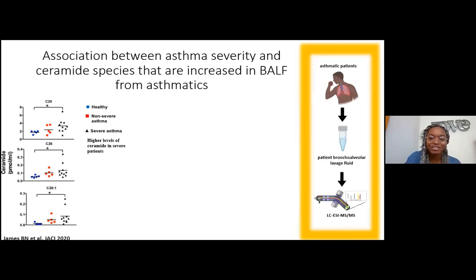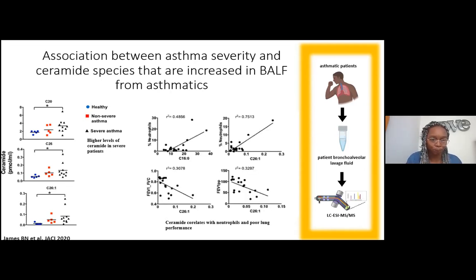And then moving into some pretty cool data with human patients, we measured ceramide levels in BAL fluid collected from either healthy, non-severe, or severe asthmatic patients. And we detected a significant increase in longer chain ceramide species, C20, C26, and C26:1, in the severe asthma groups. Now, this is particularly interesting because severe asthmatic patients are a subset of asthma patients that don't respond to traditional corticosteroid treatments. And so there's a lot of interest in the field in understanding the mechanism behind this more challenging disease.